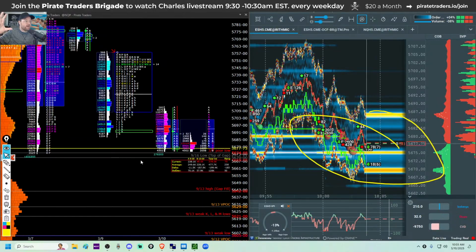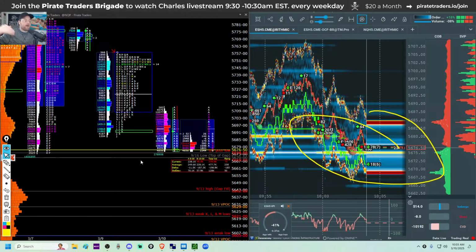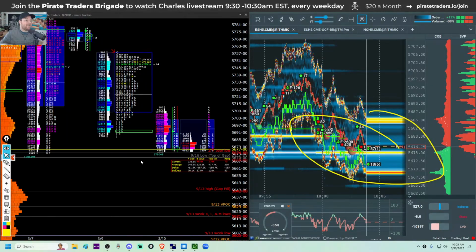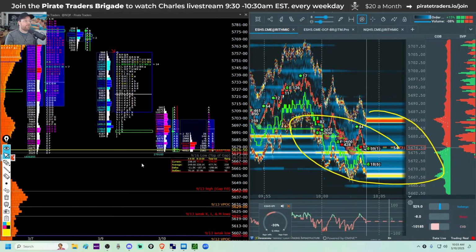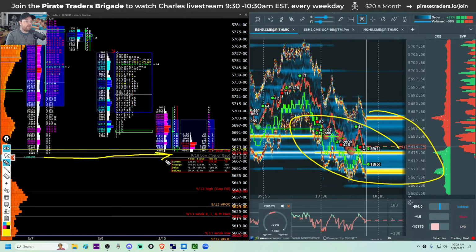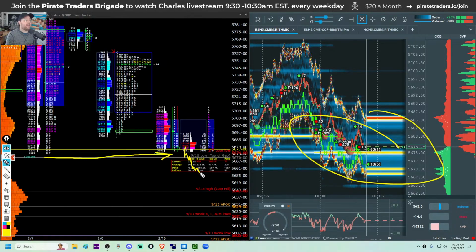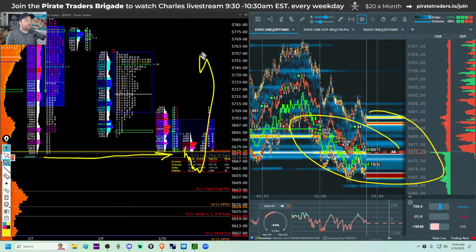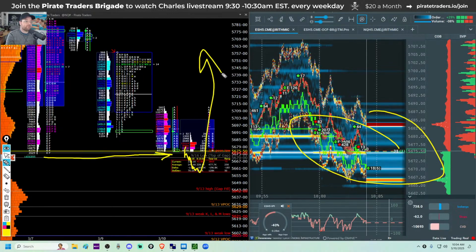Bigger picture, my bias is bearish. Intraday today, I'm looking for a look below and fail of yesterday's range. I'm looking for the market to get below yesterday's low, 74, liquidate a little bit, boom, boom, boom, drop very quick, and then just as quick, turn around and come right back up.